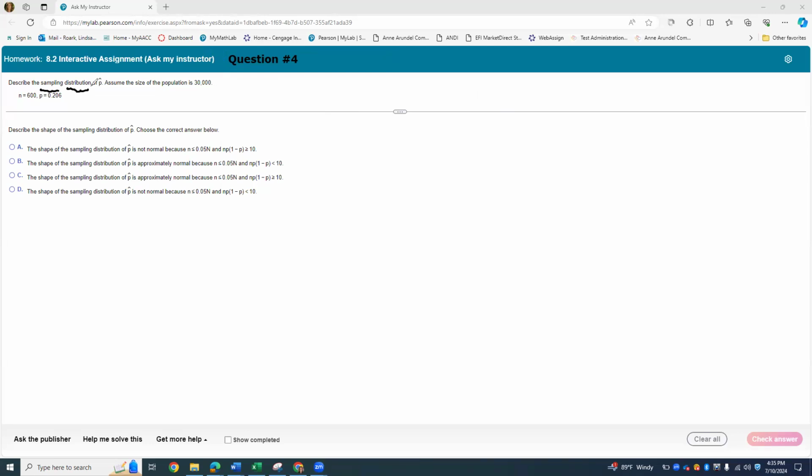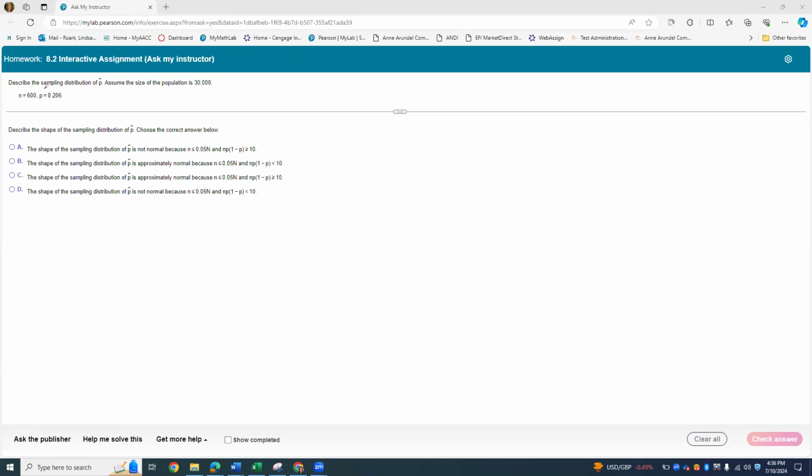And then the other problem that can sometimes come up is the tedious nature of some of the formulas and being able to get the correct number essentially. So let's go ahead and work through one. This technically is the first one we're going to look at, from the interactive assignment. It's like the fourth question that you're asked to do, towards the end. It says describe the sampling distribution of p hat. Assume the size of the population is 30,000.